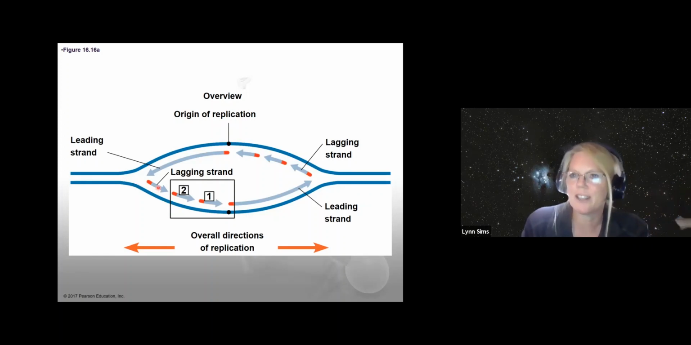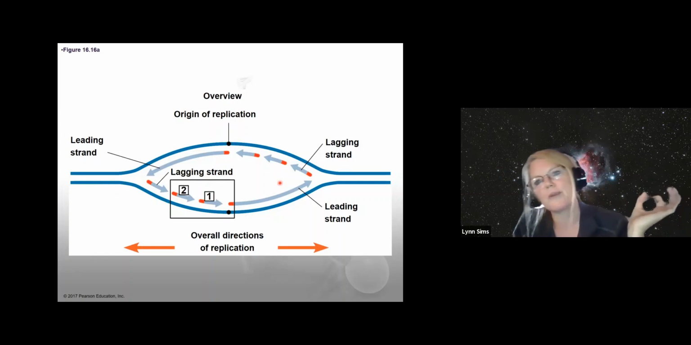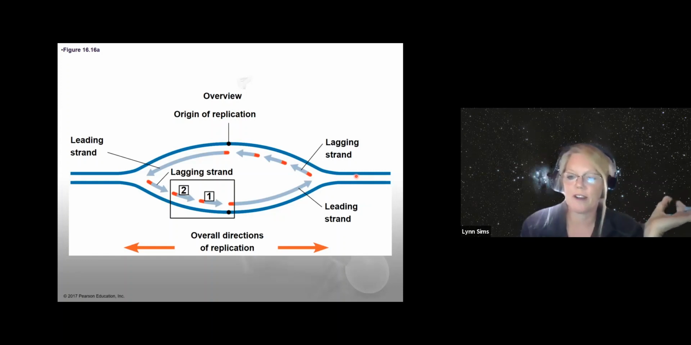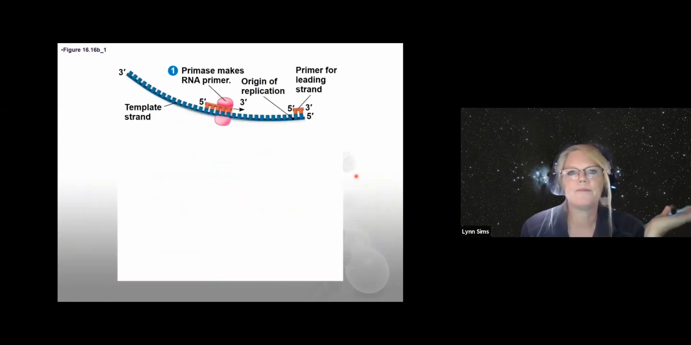So you can kind of get the idea here. It's going to move this way, and then this one will move this way. We have primer number 1 here, primer number 2, fragment number 3, and primer number 3, and then fragment number 4 and primer number 4, fragment number 5, primer number 5. So you can see the lagging strand must be done in fragments. These are called Okazaki fragments. So we're going to look at this in detail.